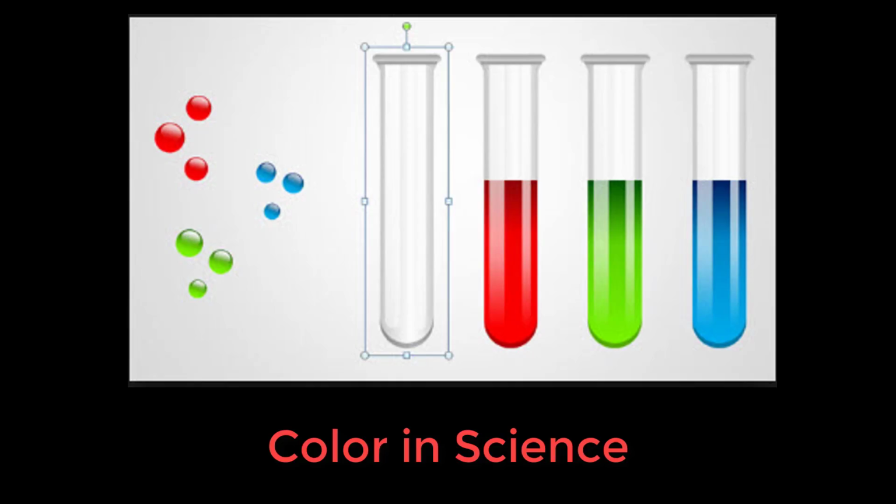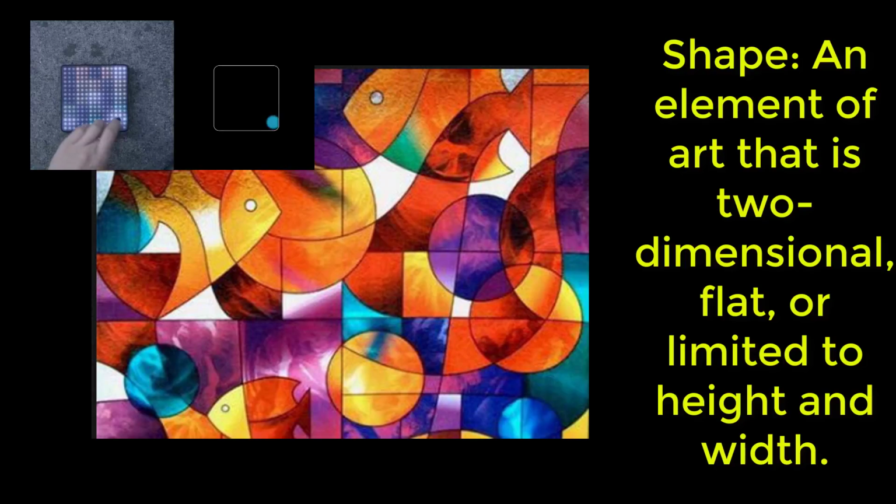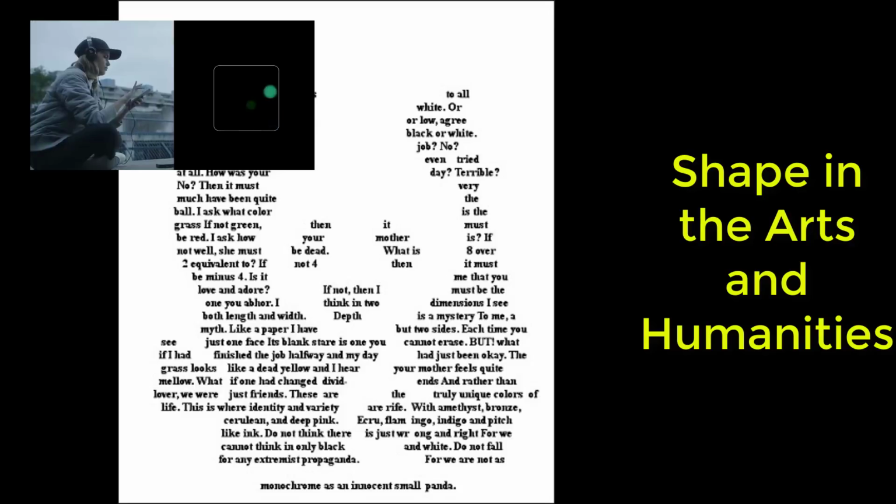Color in science is a physical property to help classify many things. In some technological applications, color is represented by bit depth. Shape is an element of art that is two-dimensional, flat, or limited to height and width.